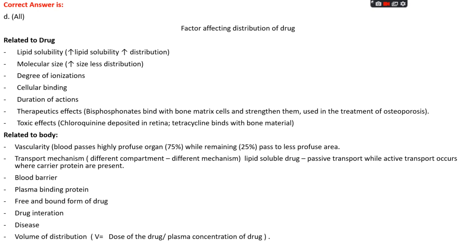If we look at volume of distribution, it is the total dose of the drug divided by the plasma concentration of the drug. Okay, the dose of the drug divided by the amount of the drug per ml of plasma gives us the volume of distribution at which the drug gets distributed.